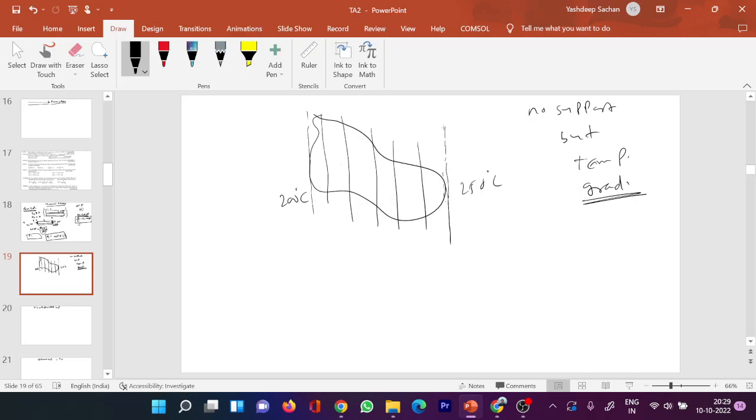So the change in length will keep on increasing with each cross section. Temperature distribution, some distribution would be there, right? So now what will happen? Thermal stress is equal to 0. How would the thermal stress be 0?